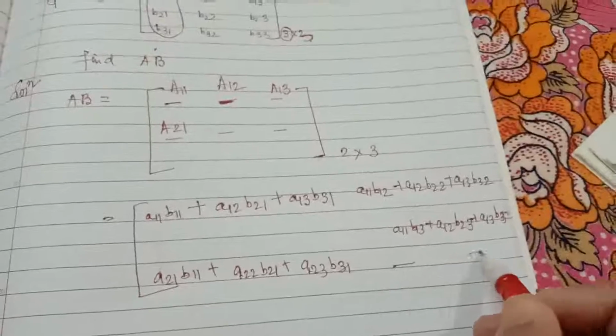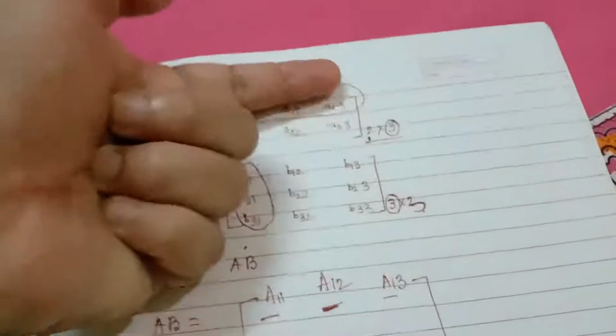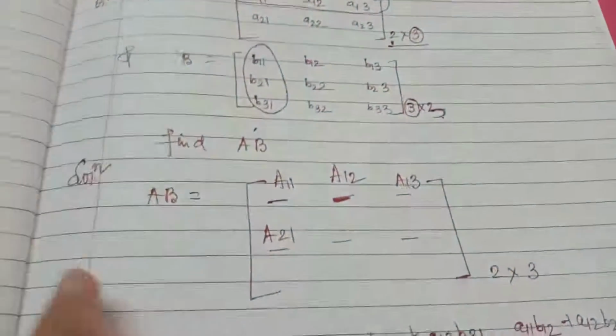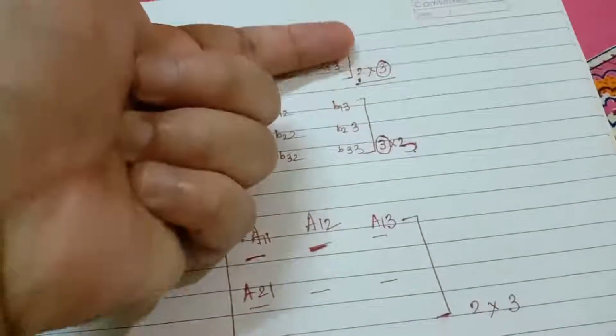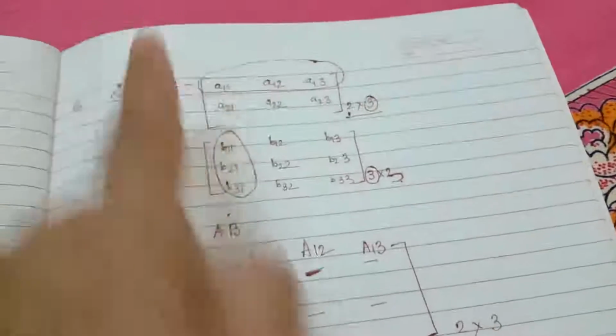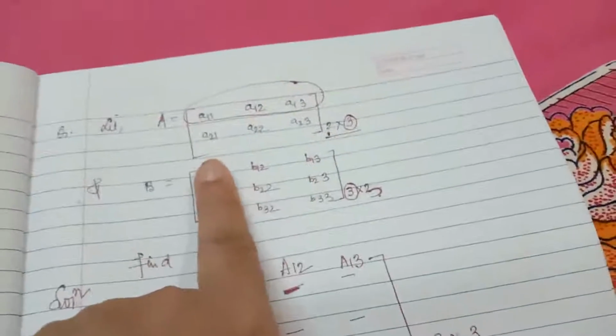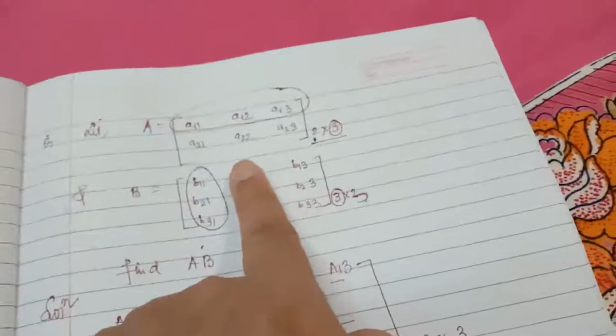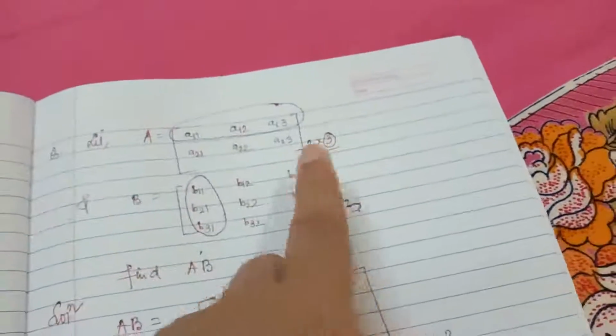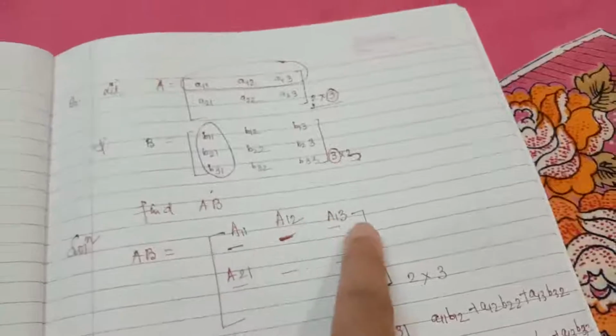Similarly, we can find these two elements also. Okay, just remember in this way, with the first row, we have to find AB. With the first row, first we have to multiply corresponding elements of the first column. First row into first column. Next, first row into second column. Next, first row into third column. One by one, we have to write the elements.